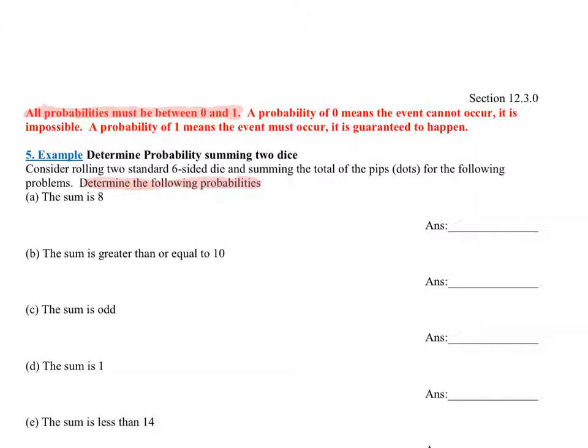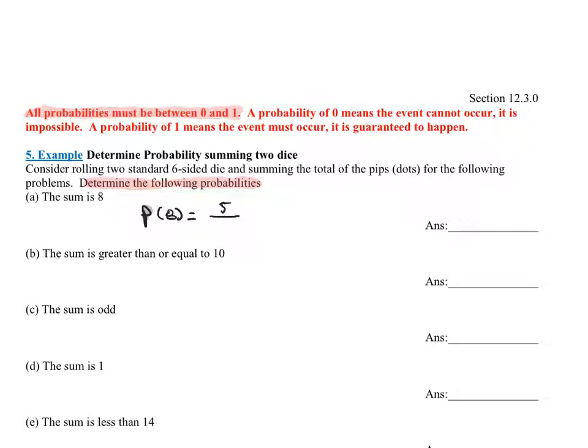It says consider rolling 2 standard 6-sided dice and summing the total of the pips for the following problems. So this is going back to the chart that we created on the previous page. What is the probability that the sum is 8? We'll go to the chart on the previous page and count how many 8s you see. It looks like I could have rolled a 6 and a 2, a 5 and a 3, a 4 and a 4, a 3 and a 5, or a 2 and a 6, for a total of 5 of those options.